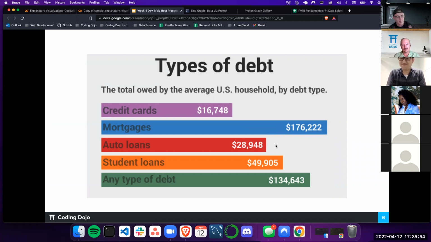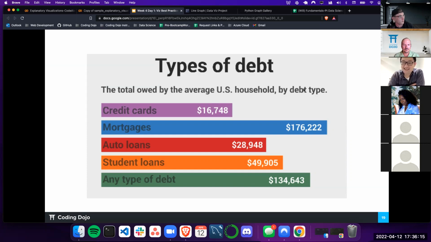It doesn't seem like there's any sort of ratios here. 28,000 is about half of student loans, but it's almost all the way to student loans. There is no rhyme or reason for this. What else do you guys see? The color for the type or the text and the actual bar is also too close, I think.